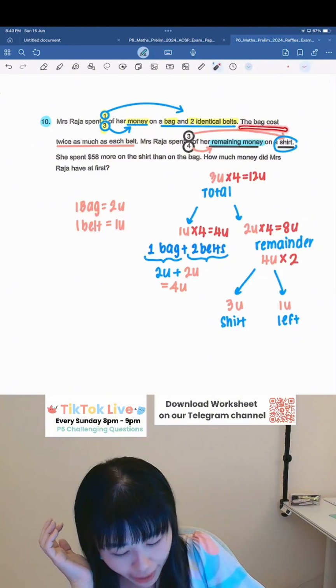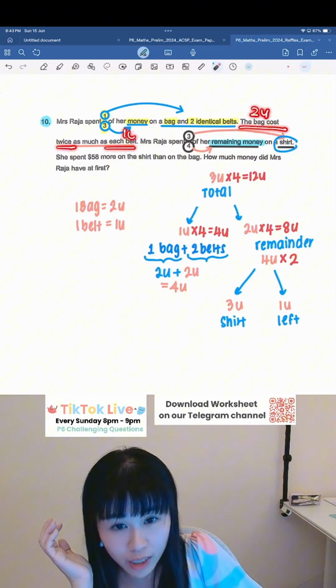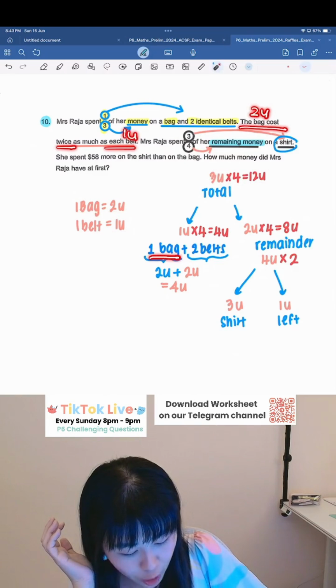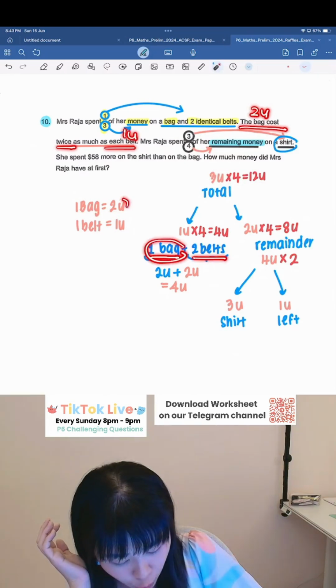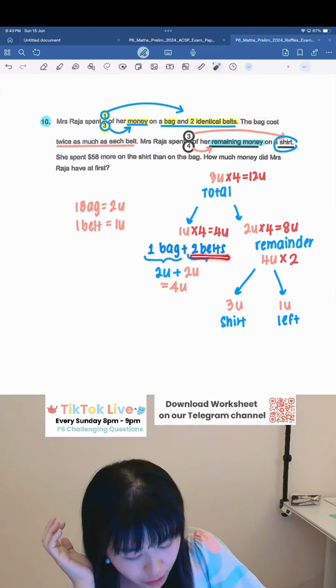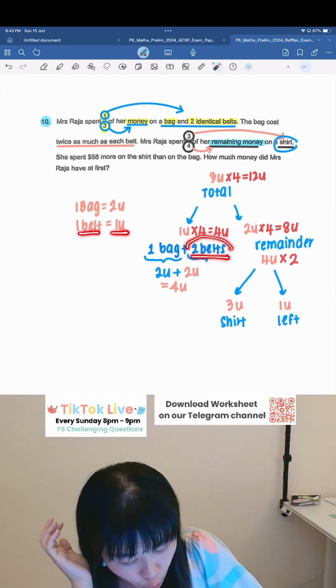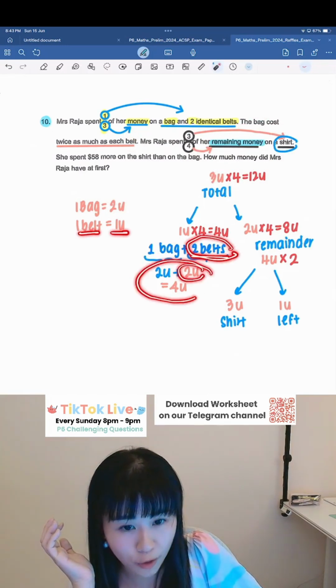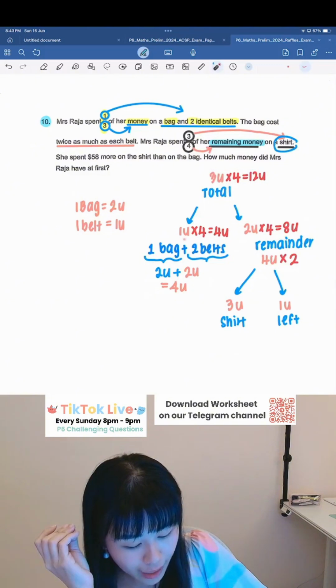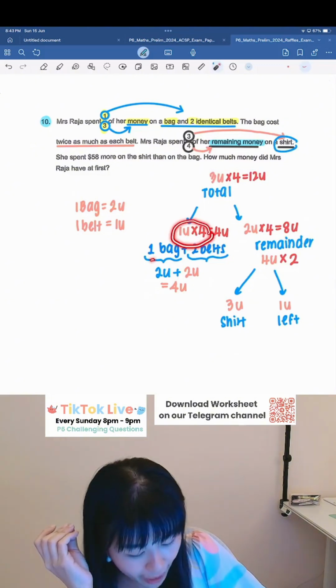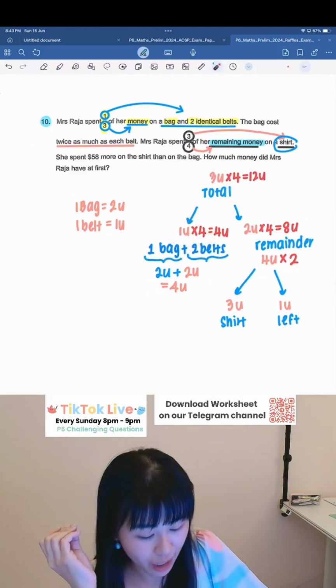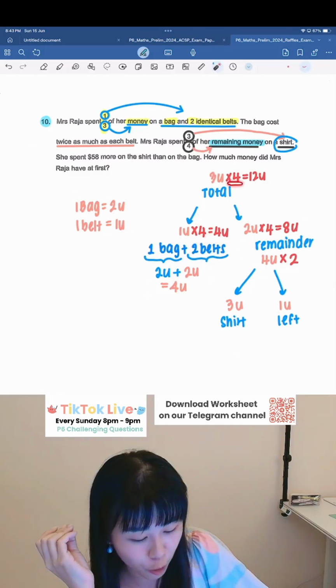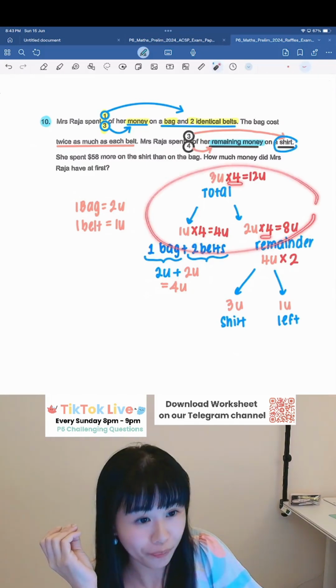Gojo, why times 4 is because one bag is 2 unit, 1 belt is 1 unit based on this part. A bag costs twice as much as each belt. So a bag is 2 unit, a belt is 1 unit. So the fact is 1 bag and 2 belts, 1 bag is 2 units. 2 belts, if 1 belt is 1 unit, 2 belts is 2 units. So together they should be 4 units. That's why we need to times 4 here to make your bag and belt 4 units, okay? And if you times 4 here, you need to make sure you times 4 to all the numbers in the same branch also.